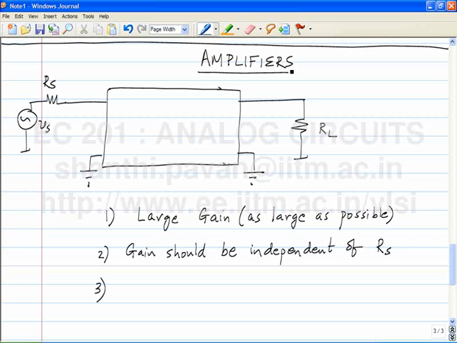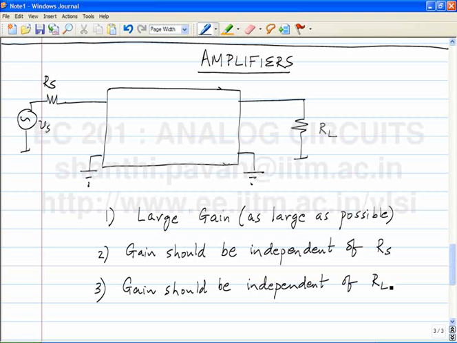By the same token, can you just think a little bit? You would like to have a gain which also is independent of RL, isn't it? If you change the microphone, you don't want the gain to change. Similarly, if you change the speaker, you want the voltage gain to remain presumably the same. So ideally, we would like the gain to be independent of RL. Does this make sense? Okay.